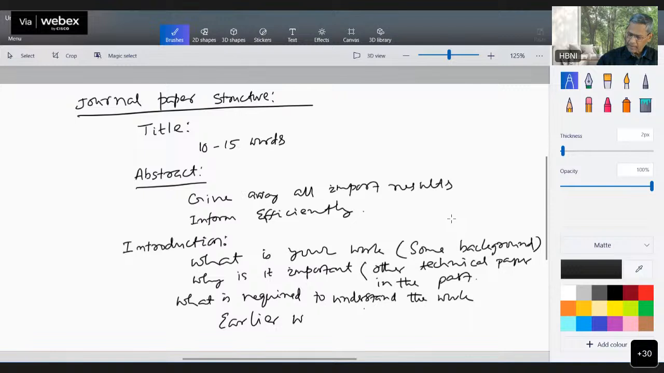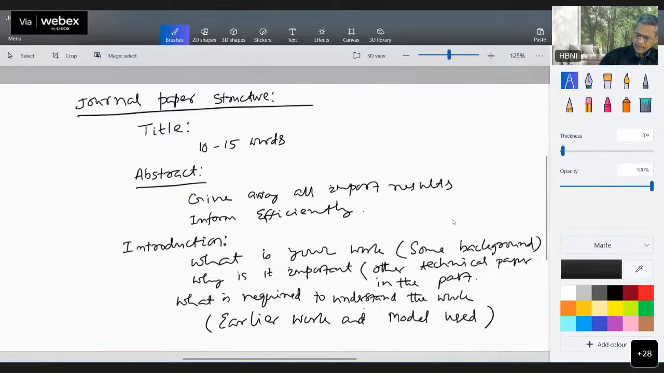Earlier work and model used. Suppose you have done this work earlier and it's a continuation, or somebody else has done it. So you can mention they have done it in this way, this model they used, something like that. So the structure goes like this: title, abstract, introduction.